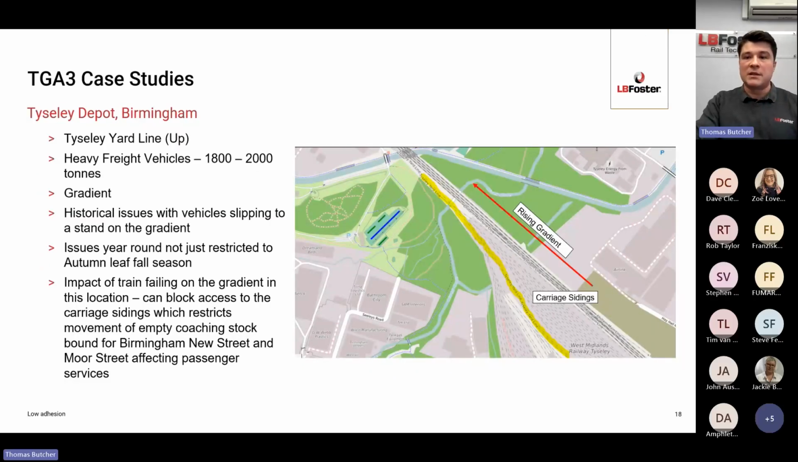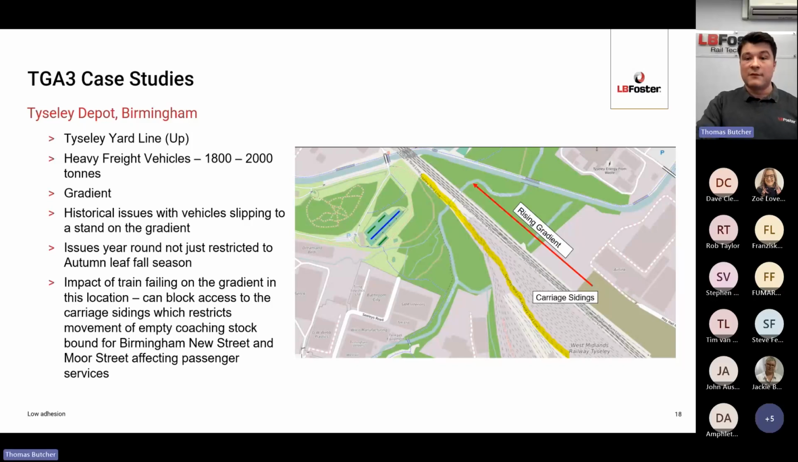One example of a location that uses a TGA year-round is on the upline at the Tyseley Yard Depot in Birmingham. This location sees heavy freight vehicles between 1,800 and 2,000 tons. It has a steep gradient. They've had historical issues with vehicles slipping to a stand on the gradient. The issue is year-round and not just restricted to the autumn leaf fall season.